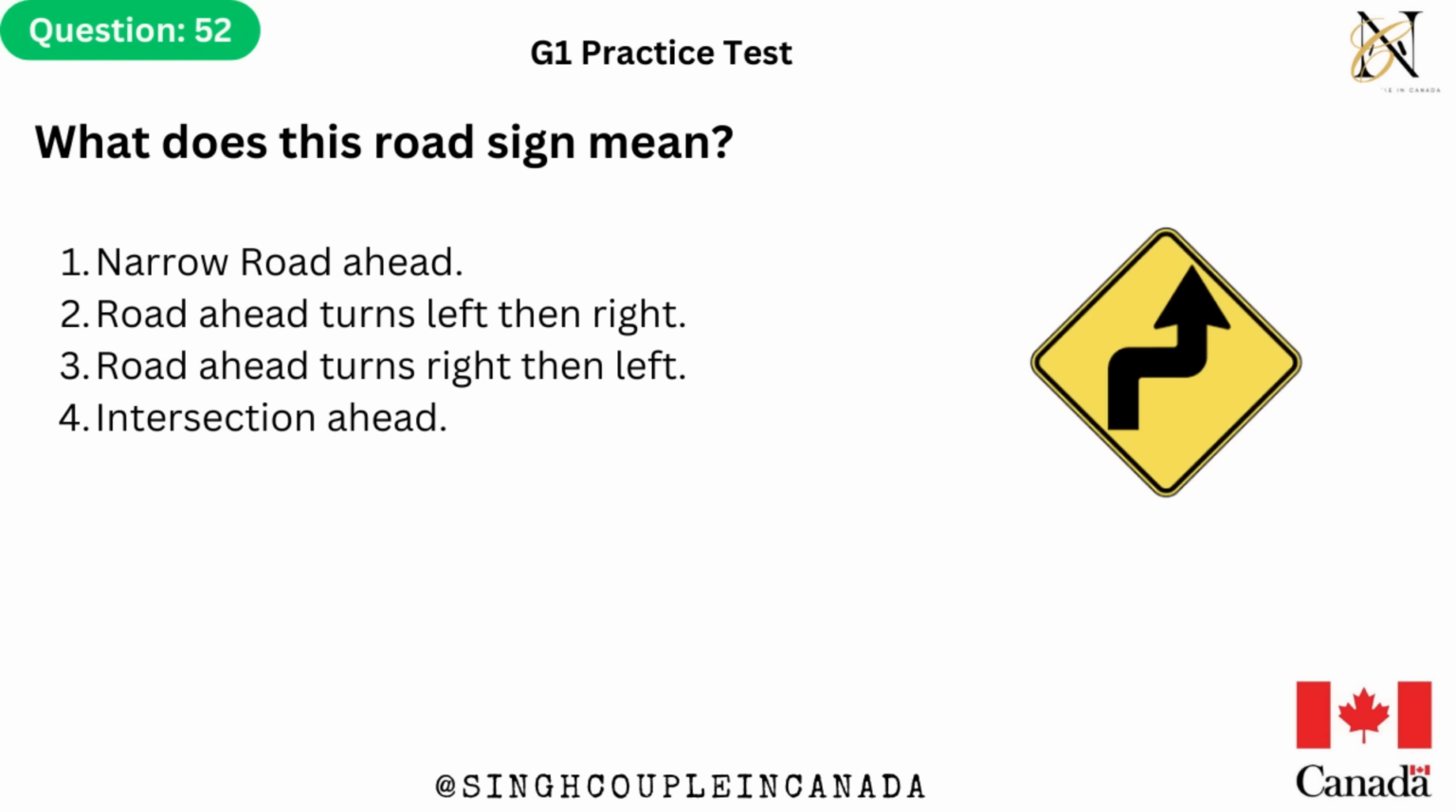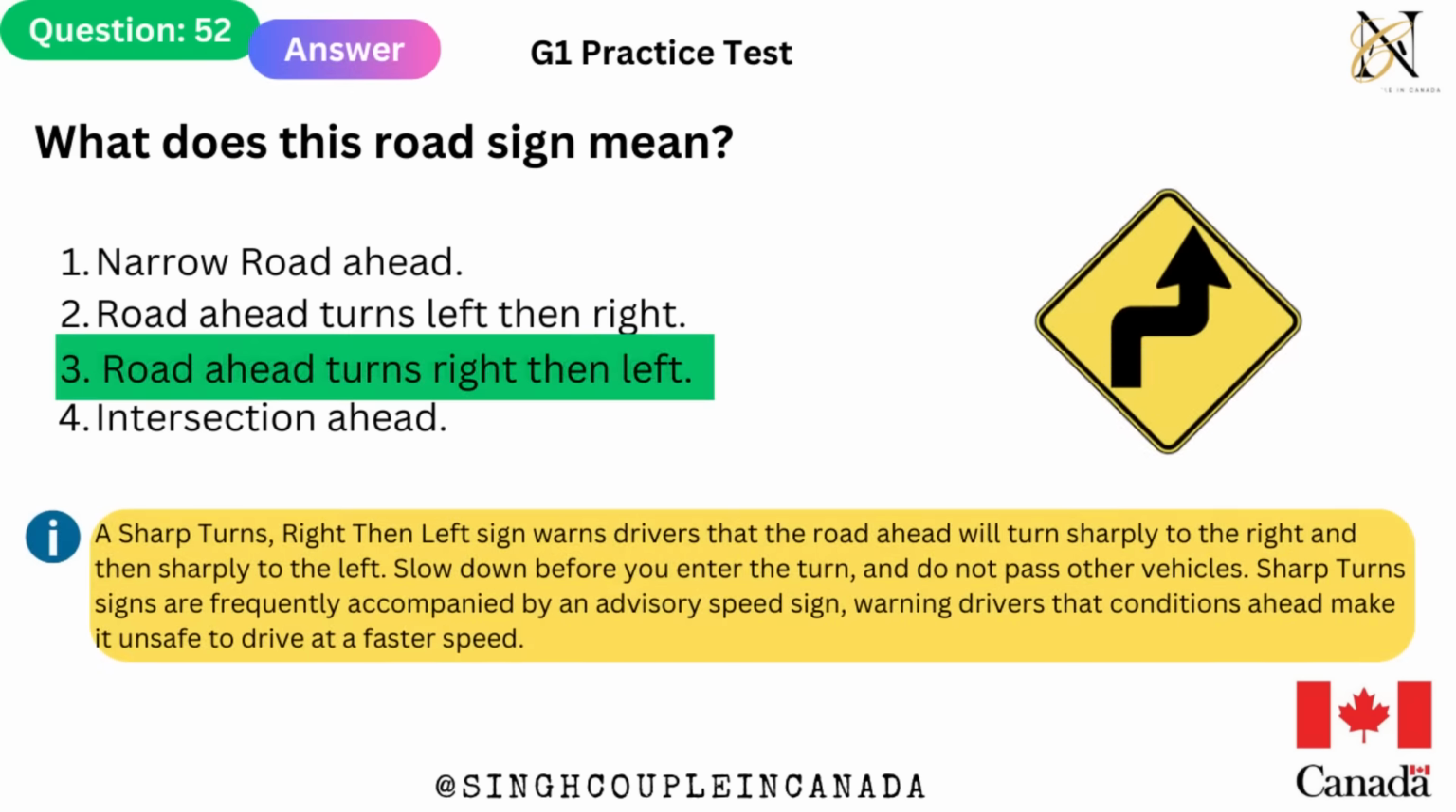What does this road sign mean? 1. Narrow road ahead. 2. Road ahead turns left then right. 3. Road ahead turns right then left. 4. Intersection ahead. The answer is 3. Road ahead turns right then left.